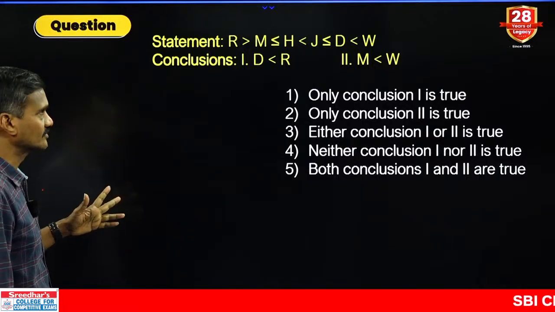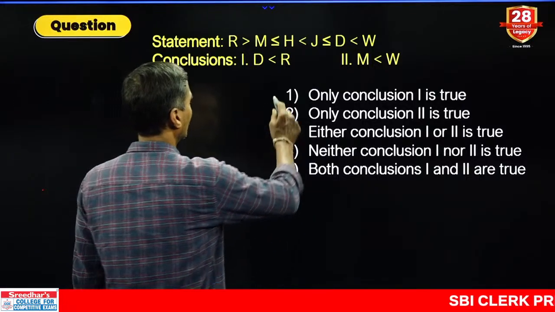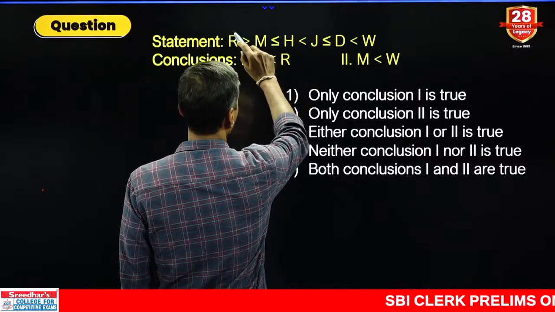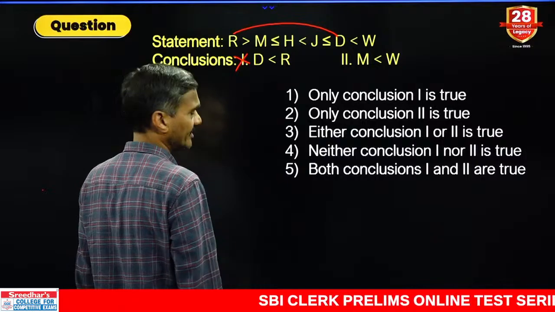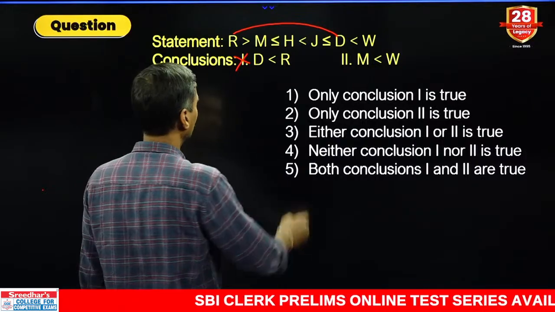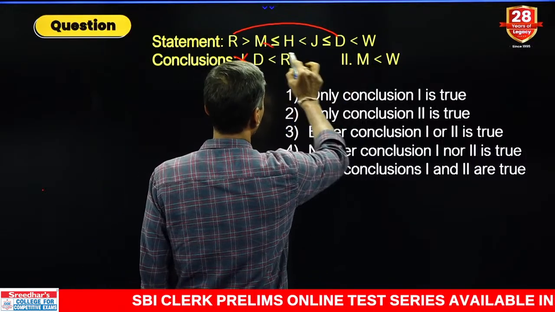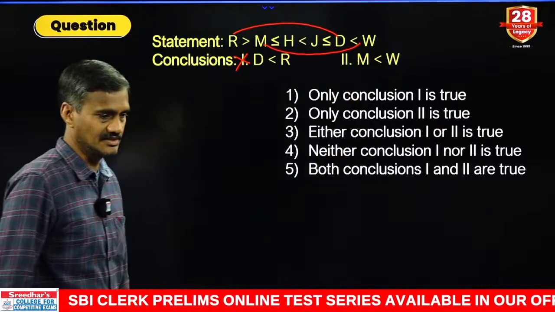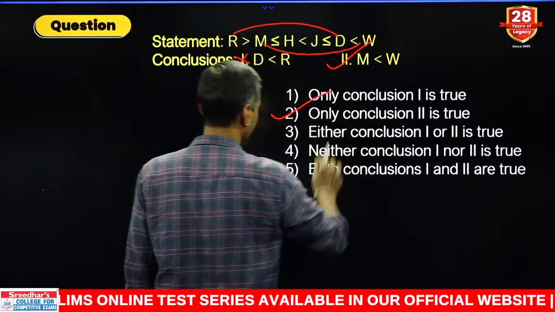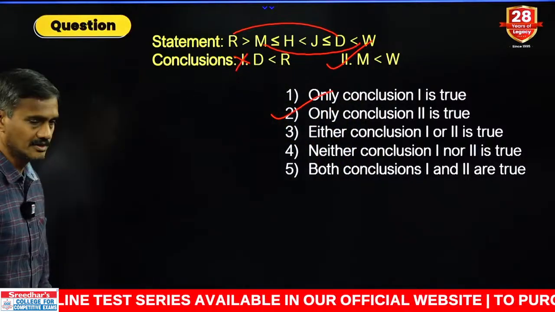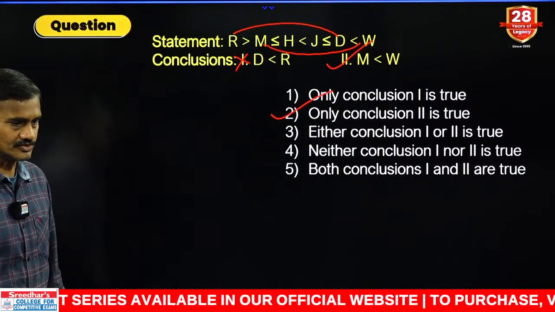Then coming back to this one. Now D and R. R to D. R is here, D is here. Two opposite symbols, so no relation can be drawn. And next one M and W. Now in this M and W, M is here, W is here. Between these two, which symbol is common? Lesser than. Hence M lesser than W definitely true. Hence only 2 is true, that is choice 2, question number 20. Clear? Now this is all for today.